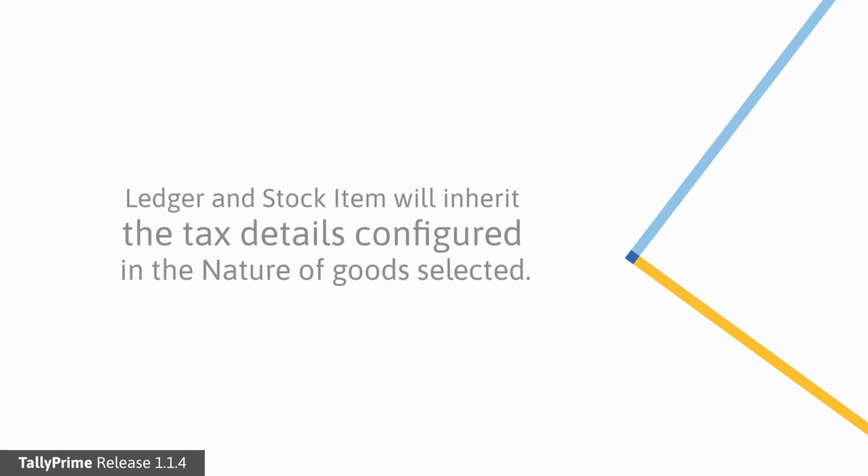Once defined, you can use the nature of goods in other masters such as Sales Ledger, Party Ledger, Stock Item, Tax Ledger, and so on. There will be no need to define the tax details again in those masters.